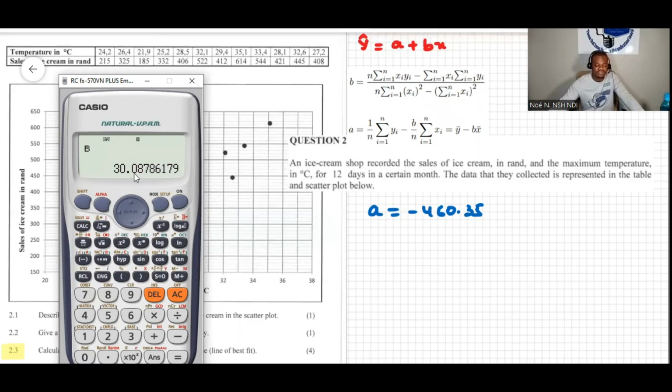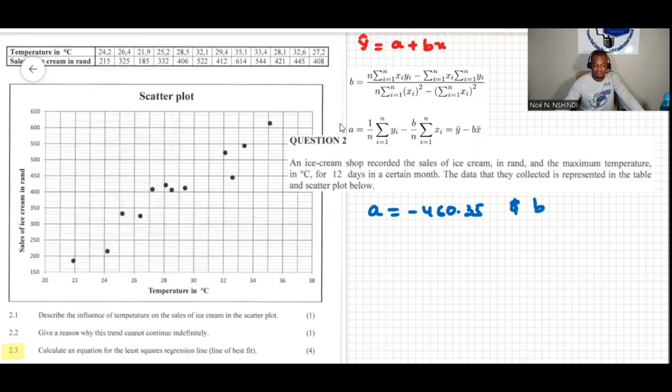this will be 30.09. So we have b equal to 30.09. Now I can write the line of regression, the line of best fit. It will be y equal to negative 460.35 plus 30.09x. So this is the solution.